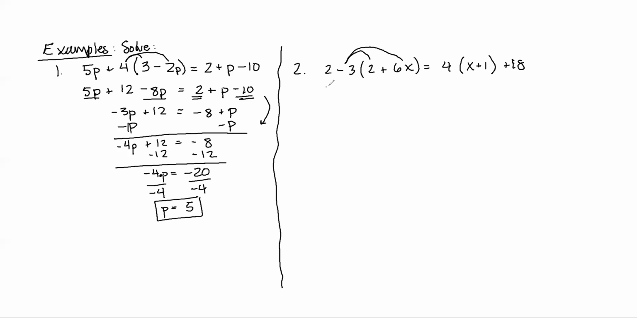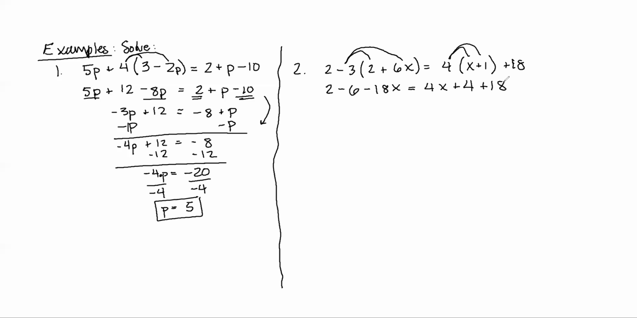So we're going to keep this 2 in the front. Negative 3 times 2 is negative 6. And then negative 3 times 6x is negative 18x. On the right side, we can distribute this 4. We get 4 times x is 4x. 4 times 1 is 4, so plus 4 plus 18. And now think, what is our next step going to be here?